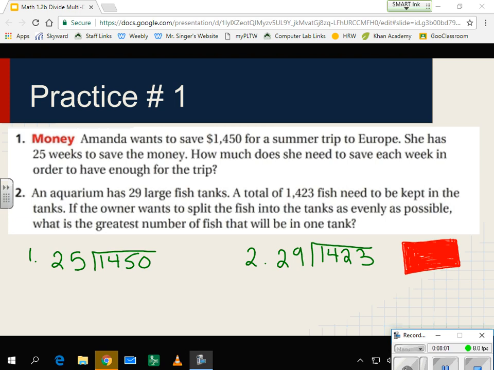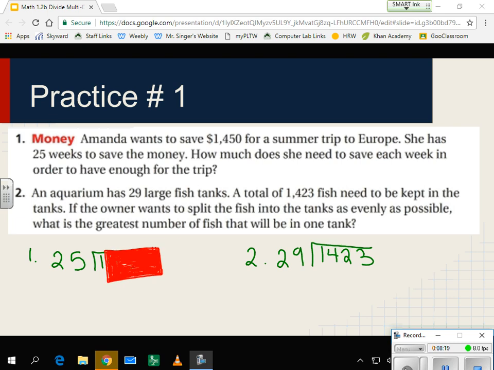All right, so let's go through these together. The first one we're looking at, Amanda wanted to save a certain amount of money, and she has 25 weeks to save it. So there's our groups, and there's how much we're working with. I wrote it down here as 25. We're going to see how many times that goes into 1,450.